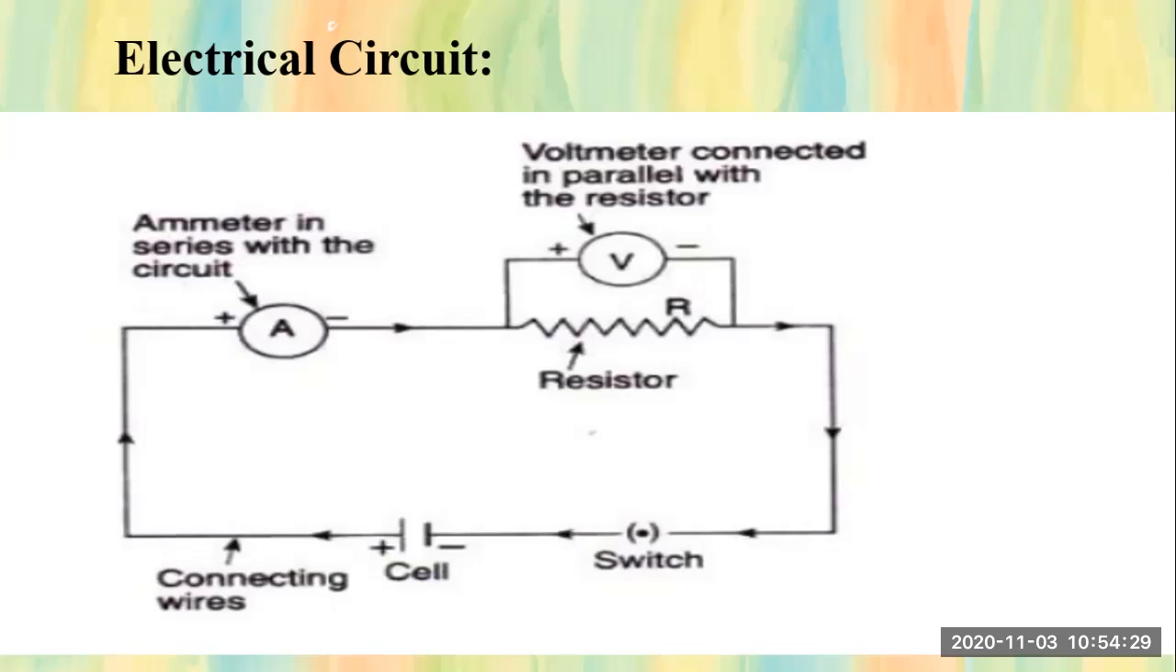What is an electric circuit? An electric circuit is a continuous path for an electric current to flow through it, consisting of conducting wires and all other components. And these conducting wires are connected to the two ends of the cells. Okay, so I think all my students have understood very nicely what an electric circuit is.